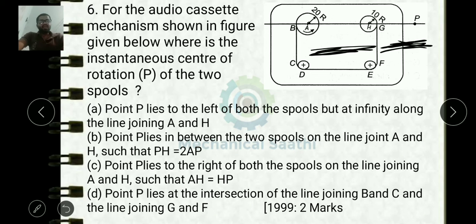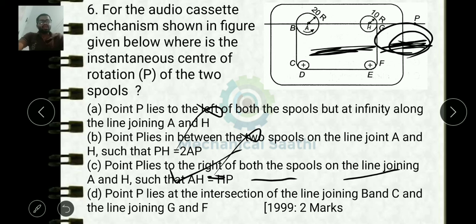In option A it is given that point P lies to the left. But if you see, it is lying at the right, so this is not the right one. Then the option where point P lies in between is also not correct. Then option C, point P lies to the right, so this is correct. Again, the line joining A and H, so AH will be equal to HP. So option C will be correct.